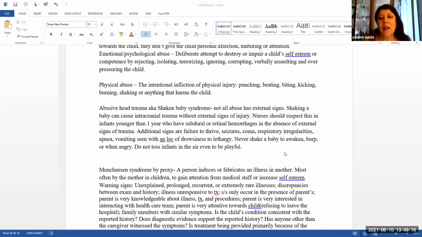Never shake a baby to wake them up, burp them, or when they're angry. And even if you're just trying to be playful, don't toss an infant in the air. That's not a good thing. Their little heads can't really balance, and then they can be brain damaged.